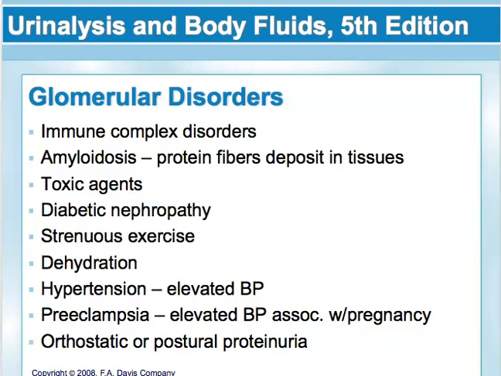And the amount of protein that can be seen in glomerular proteinuria is up to 4 grams per day. In tubular proteinuria, the amount seen would be much less. Okay, and here's a list of the glomerular disorders. So you've got immune complex disorders, amyloidosis, toxic agents, diabetic nephropathy, strenuous exercise or dehydration, hypertension, which is high blood pressure, preeclampsia, which would be seen in pregnancy, and orthostatic proteinuria.